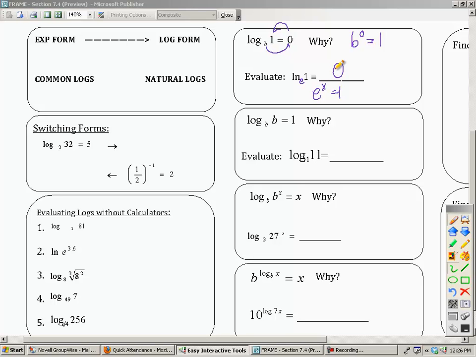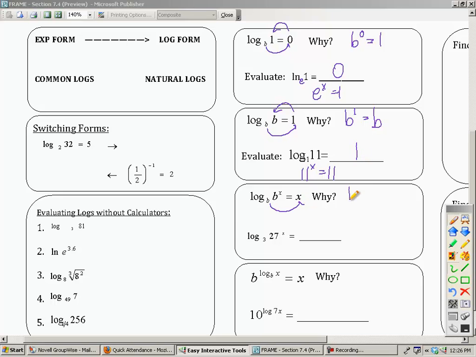Okay, why is the log base b of b equal to 1? Let's rewrite it. b to the first power equals b. Do you agree? Well, absolutely. Anything to the first power is always itself. So if I look here, 11 to what power is 11? The answer has to be 1. Okay, same thing. Here we go.